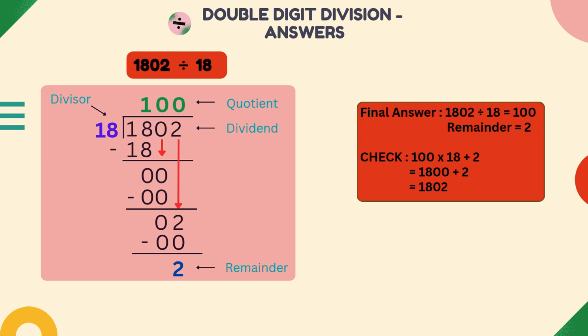1802 divided by 18. Quotient is 100 and remainder is 2. Let's check if we got it correct. 18 times 100 equals 1800. Add remainder 2. Total is 1802.